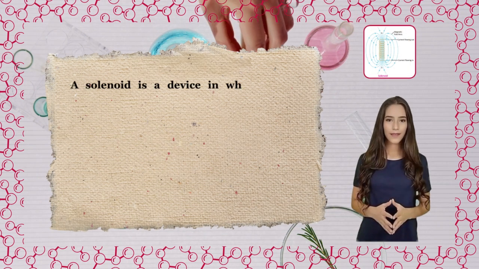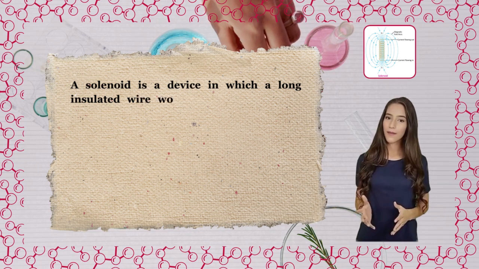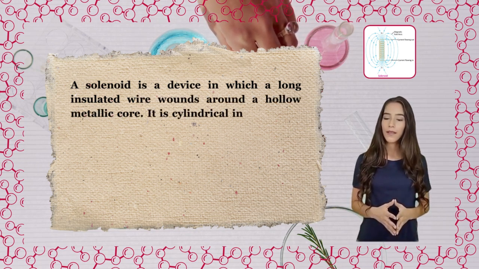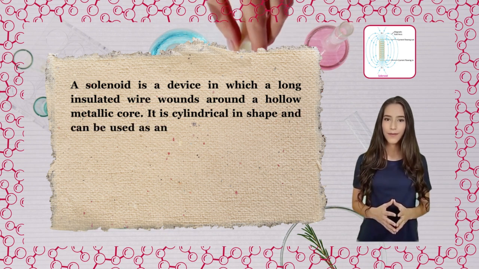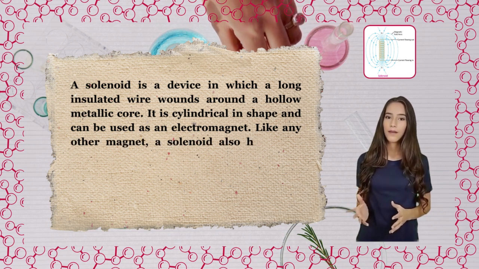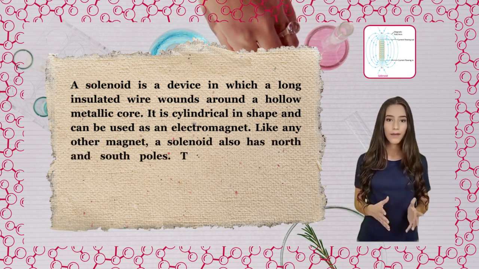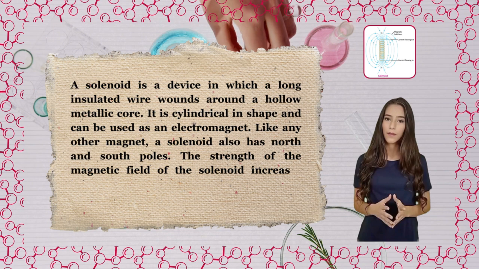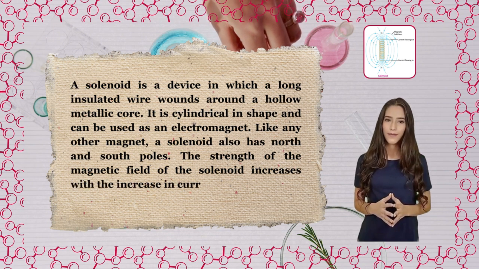A solenoid is a device in which a long insulated wire wounds around a hollow metallic core. It is cylindrical in shape and can be used as an electromagnet. Like any other magnet, a solenoid also has north and south poles. The strength of the magnetic field of the solenoid increases with the increase in current.